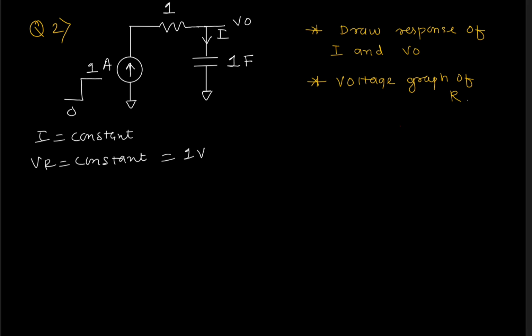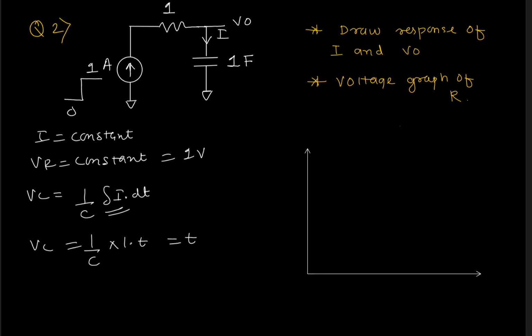Okay, here we have VC is equal to 1 by C integration of I into dt, right? So the I is constant, so we have VC is equal to 1 into T, and C is 1, that's why we have T. So we can plot this as T, that means it is passing through the origin with a slope of 1. They also asked me the slope, so the slope is 1.